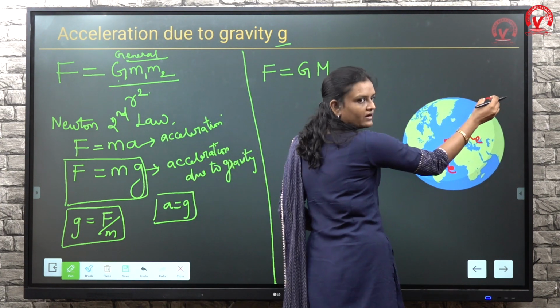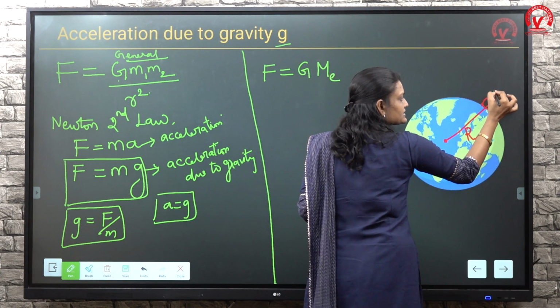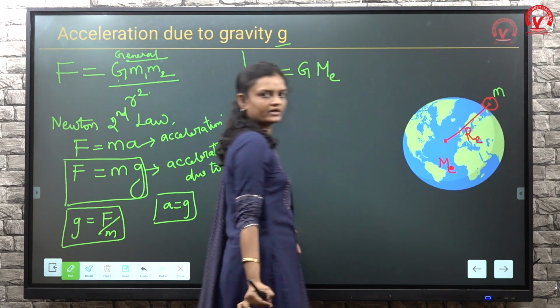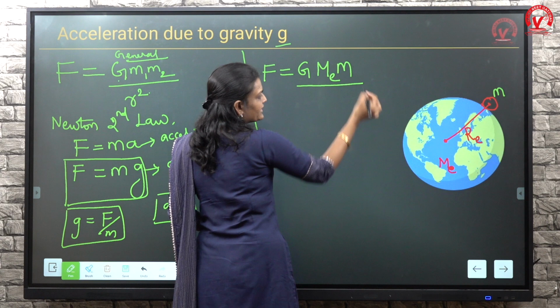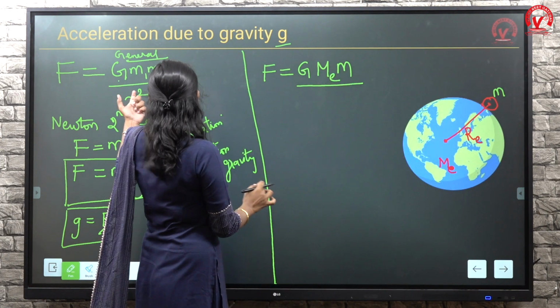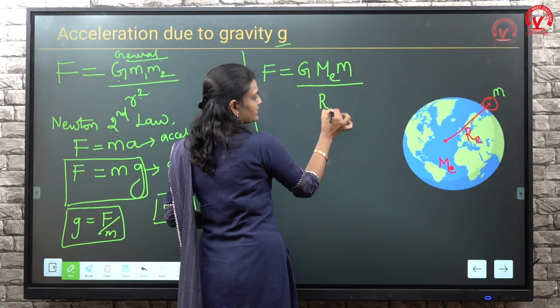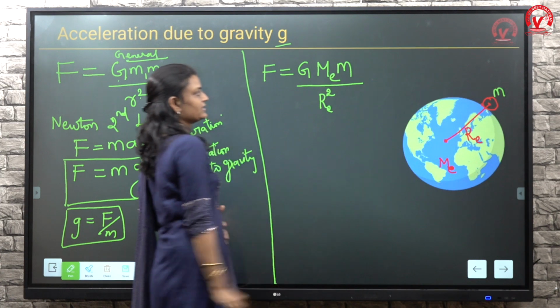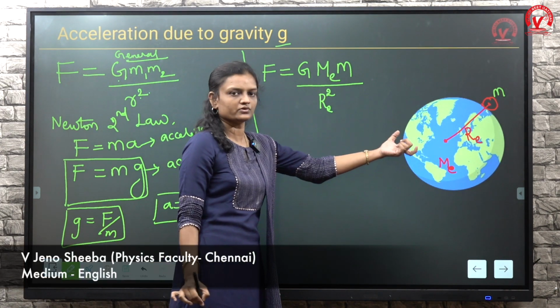This small mass on the surface I am going to take as m. So this is m, divided by, I took the radius of the earth as Re. Here that is the square of the distance, so Re square. So this is the formula for the force due to gravity.